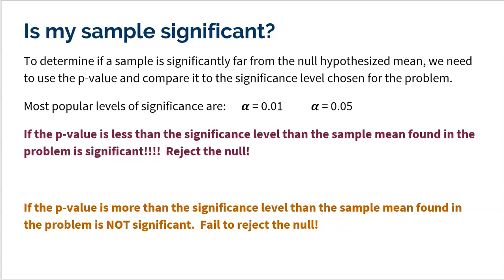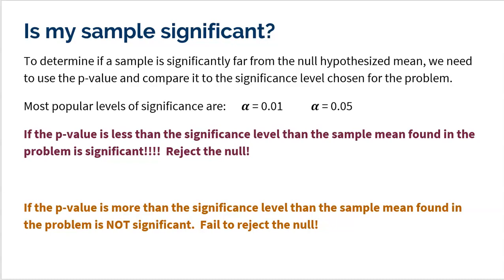So this creates two different conclusions. If the p-value is less than the significance level, then the sample mean found in the problem is significant. We're going to reject the null. We do have the evidence that the alternative is true. If the p-value is not less than the significance level, the sample mean found in the problem is not significant. Fail to reject the null.